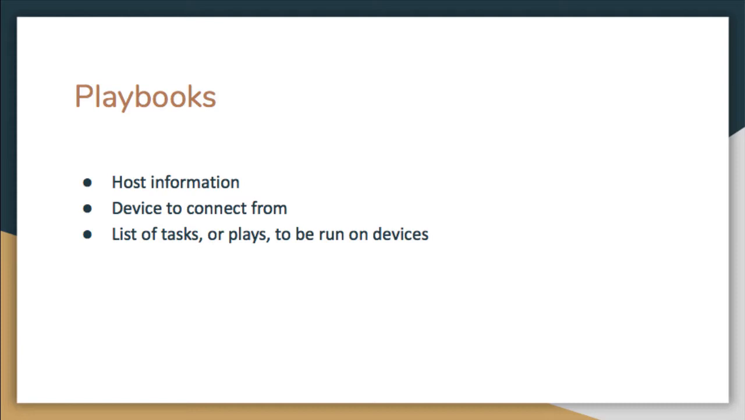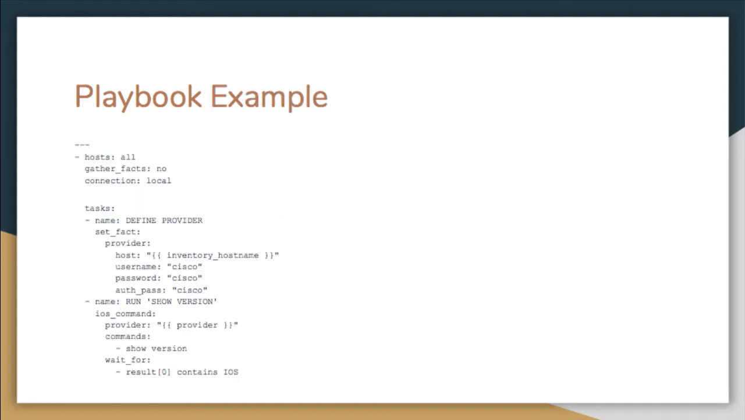I like to look at it as there's three high-level pieces of information that go into a playbook, and of course, as you continue down this Ansible journey, just like anything, the rabbit hole gets deeper and deeper, right? But to start off, we provide host information, we provide what device to connect from, and a list of tasks or plays to be run on that device. So it's pretty much the modules that we put together, creating the tasks using those modules, putting them in a list, and that's what creates the playbook. So let's look at this playbook example.